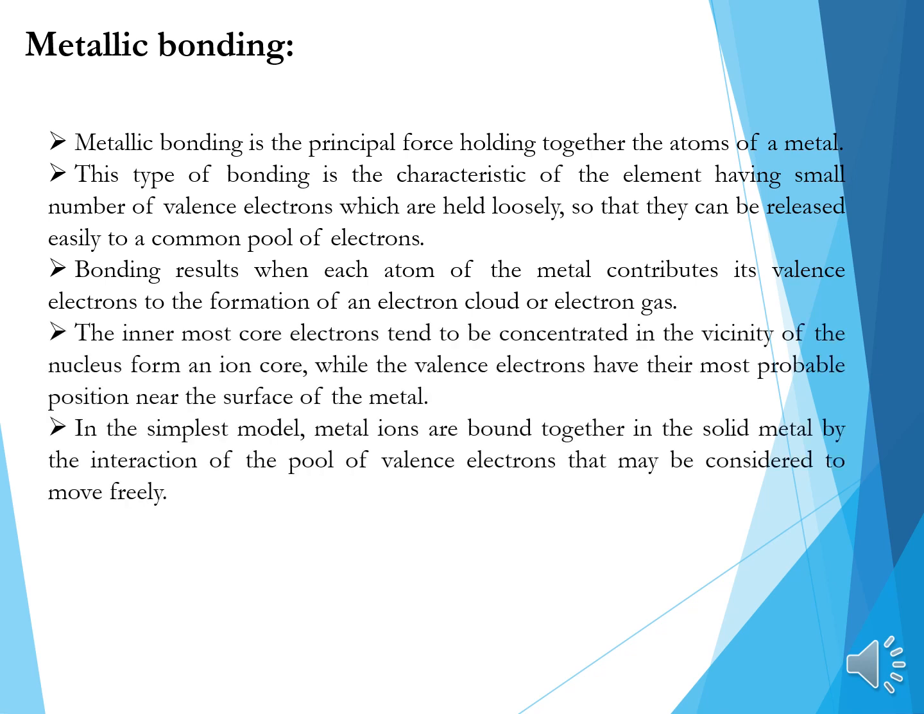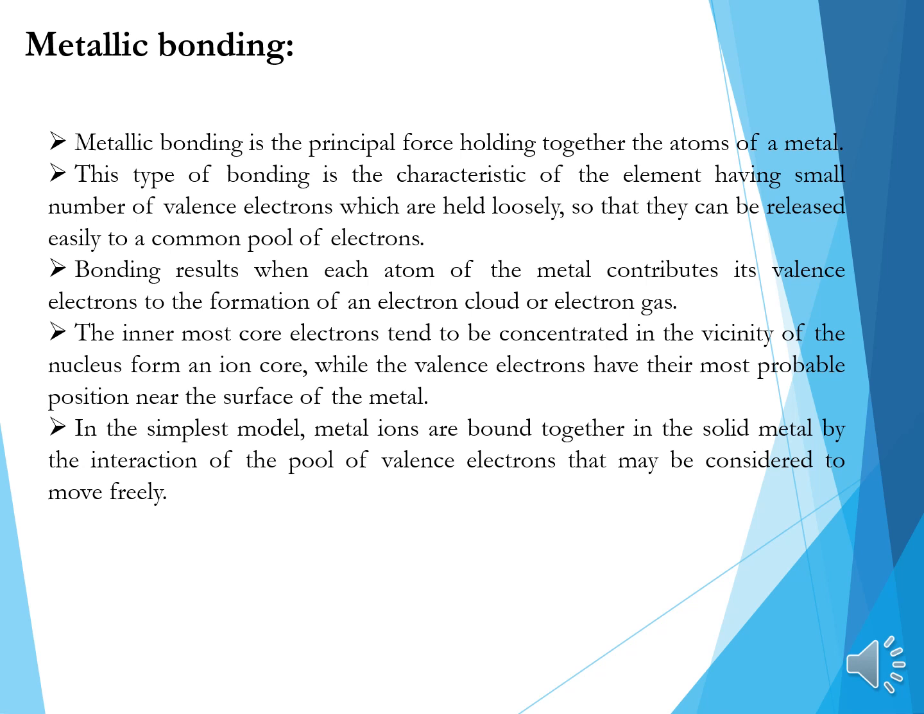Now let us see metallic bonding. Metallic bonding is the principal force holding together the atoms of a metal. This type of bonding is characteristic of elements having a small number of valence electrons, which are held loosely so that they can be released easily to a common pool of electrons.